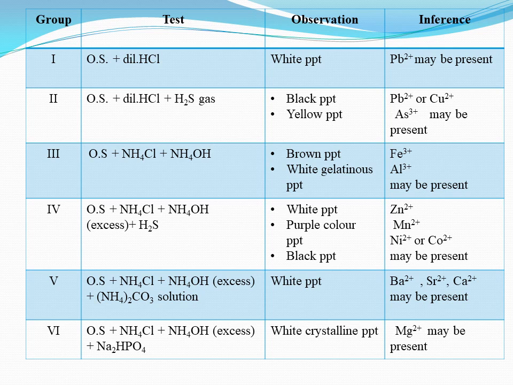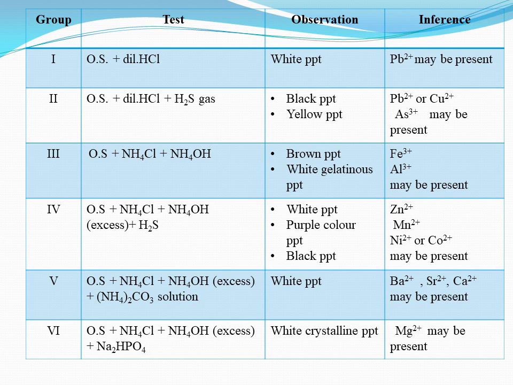If you get a white PPT, it means that a first group basic radical may be present. To confirm that, do the confirmatory test for lead ion. But if you don't get a PPT, the first group basic radical is absent, and then you have to do the test for the second group. There are 3 radicals belonging to the second group: lead ion, cupric ion and arsenic ion. The reagents for second group radicals are dilute HCl and H2S gas.